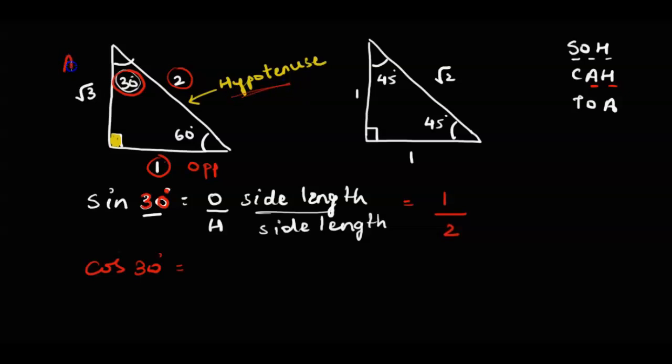So this is the adjacent side for 30-degree angle. So cosine 30 is adjacent over hypotenuse. That is equal to root 3 over 2. Similarly, if you want to find out what is tan 30, that would be opposite over adjacent. That's TOA. So opposite is 1, adjacent is root 3. We get 1 over root 3.